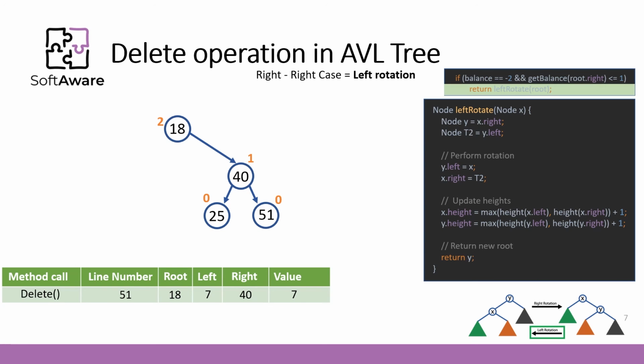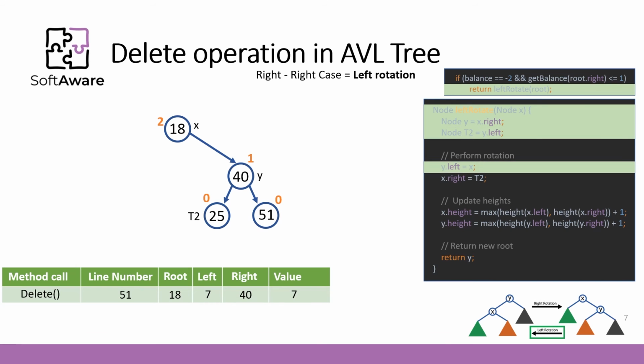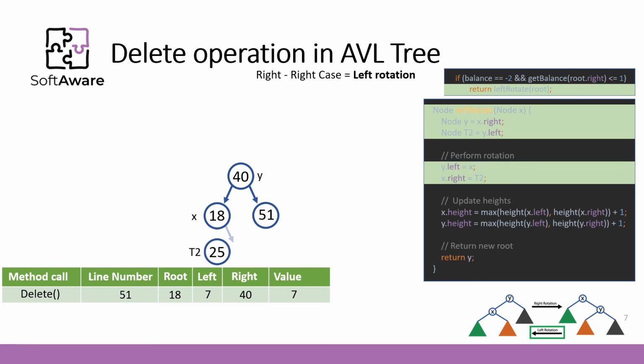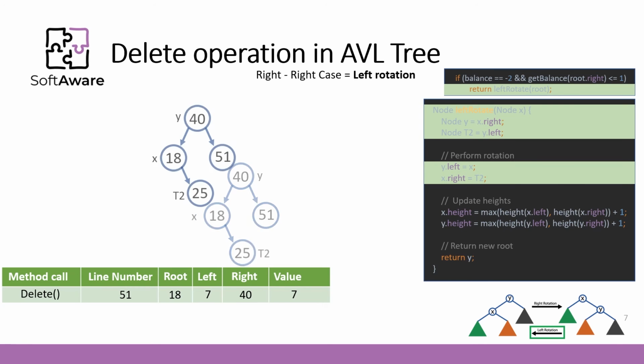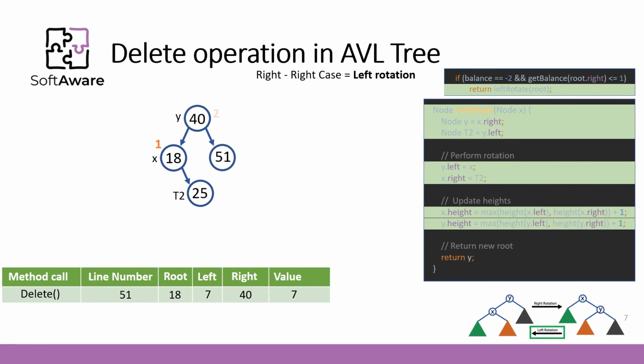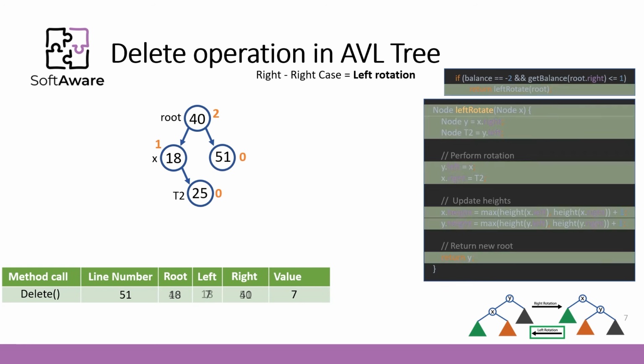This time we pass our root as the x parameter and y as x.right. T2 becomes y.left and we perform the rotation. Y.left is x and x.right is T2. We update the heights of relocated nodes and return our head node y. We exit the rotation method, we return again the reformatted nodes and finish the execution.